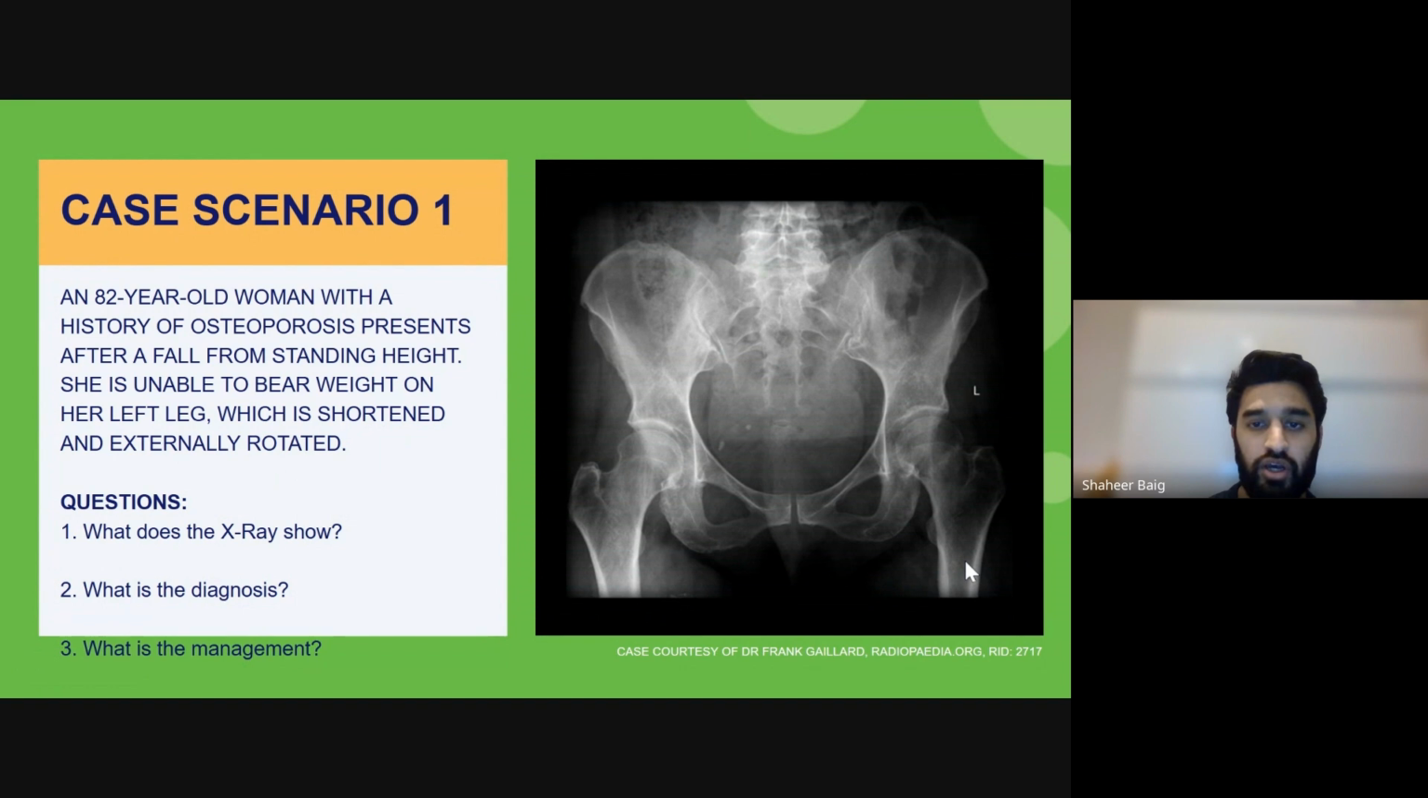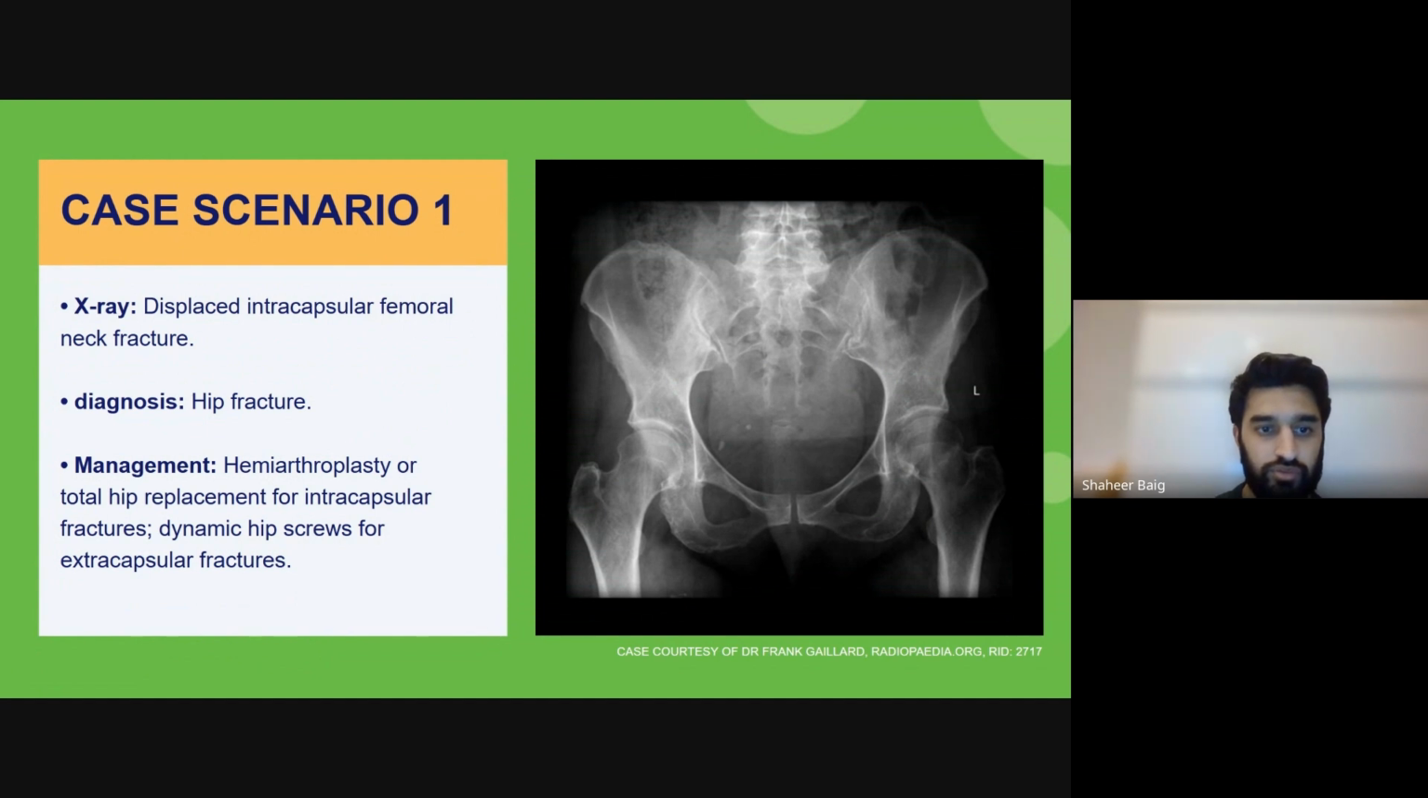So the X-ray firstly shows there's a diffuse decrease in bone density throughout the pelvis and proximal femora. I can see there's a sclerotic line through the left femoral neck, and there's a slight shortening of the femoral neck compared to the right side. So I would recommend an orthopedic review for fixation. This would be in keeping with an intracapsular fracture. Great.